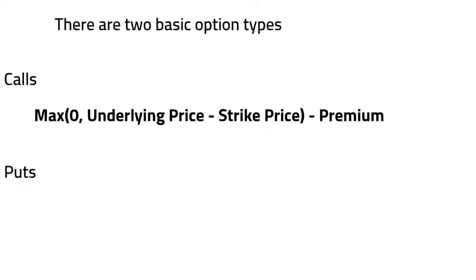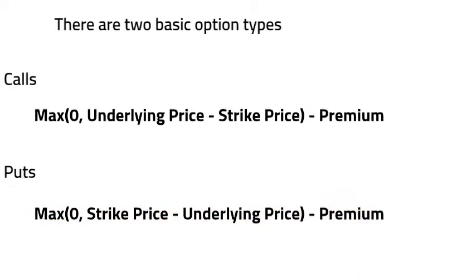A put contract, on the other hand, gives the buyer the option, but once again, not the obligation, to sell at the strike price at or before the designated expiration date. Here, the formula looks like this, and you can see the owner of this would see benefits if the underlying price went below the strike price and low enough to offset the amount paid in premium.